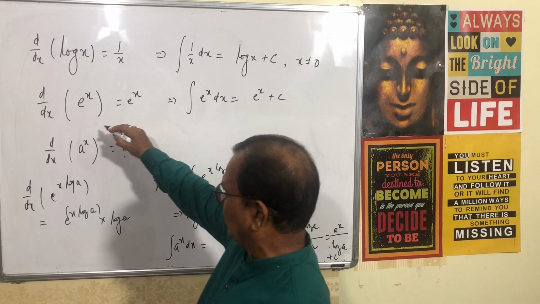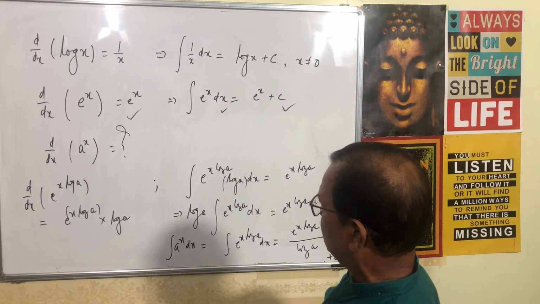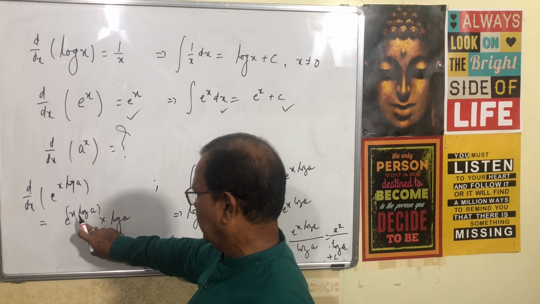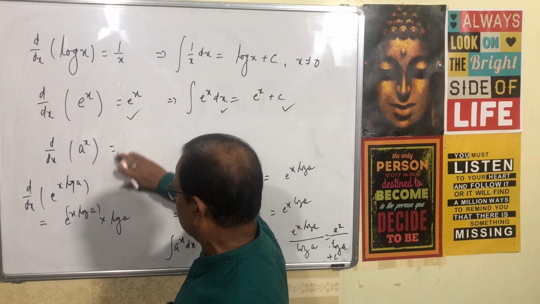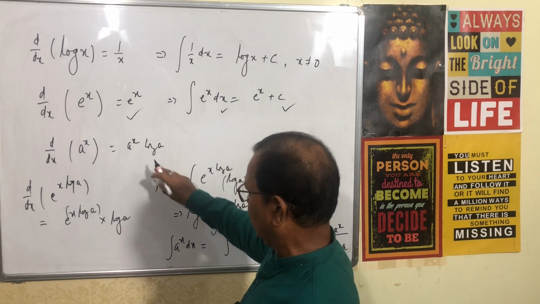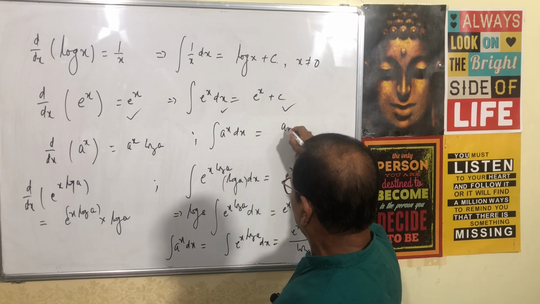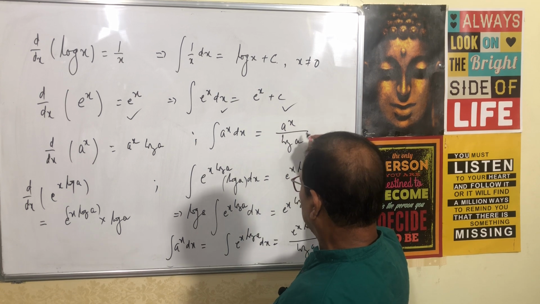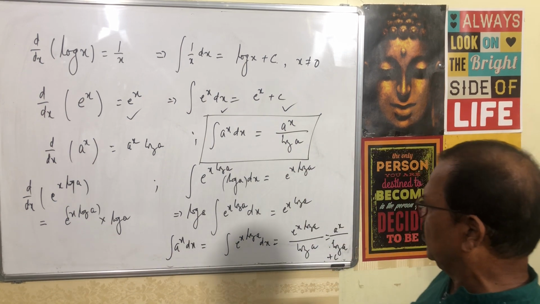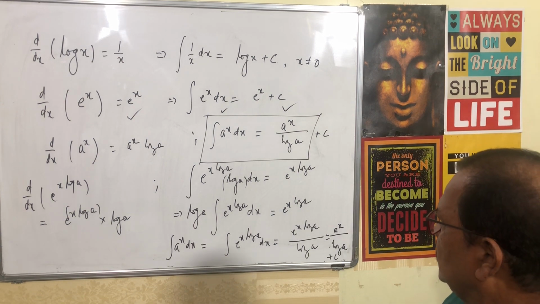So, integration of exponential e to the power x dx is taken as e to the power x plus c. Now, d dx of e to the power x is what? d dx of a to the power x is a to the power x log a. We write here a to the power x log a, right? And finally, integral of a to the power x dx is taken as a to the power x by log a plus constant. Do not forget to write the constant after this.